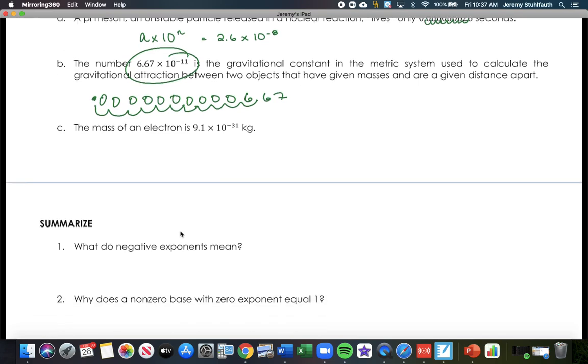Finally, the mass of an electron is 9.1 times 10 to the negative 31st power. I'm not going to write all that out, but what you would do is move the decimal place 31 spaces to the left. And we don't need to do that. That's clearly a lot more extra work.